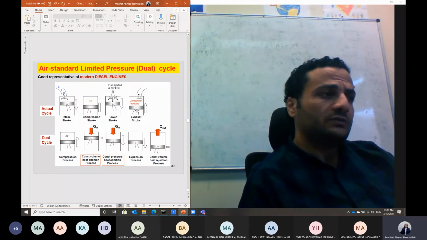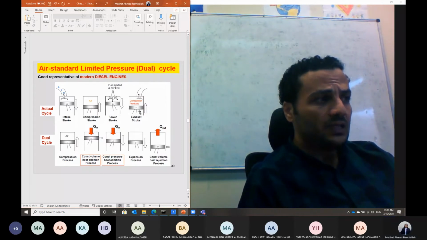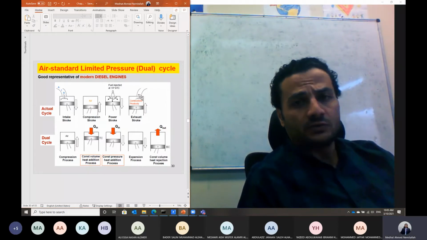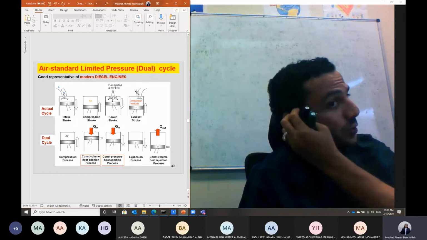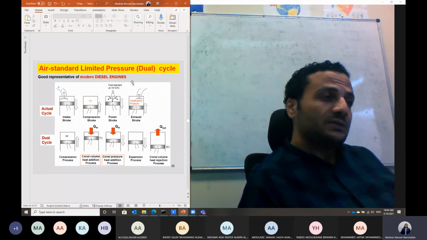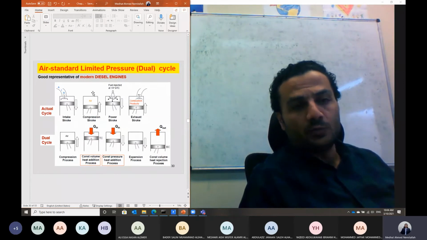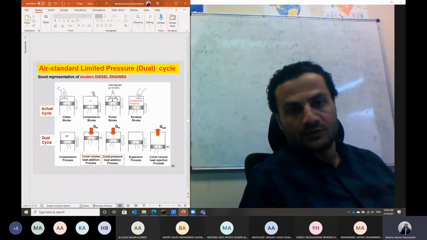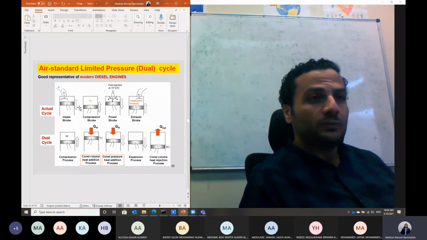And at the end, we should have the expansion stroke. And finally, we should have the exhaust stroke. The exhaust valve is opened, and then the exhaust gases can leave. So the system in this case, for the actual engine, is an open system. It is not a closed system, in which we have fuel plus air.